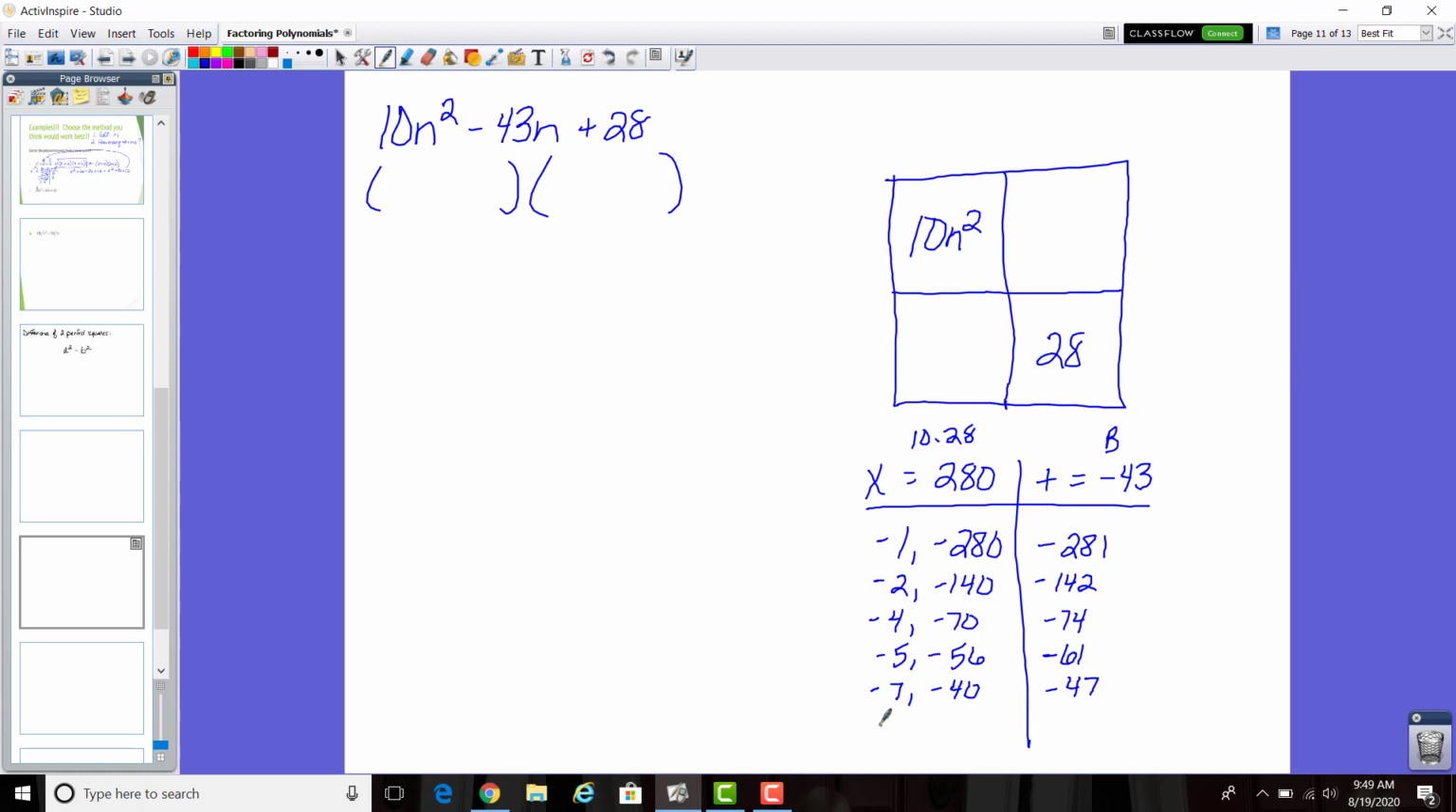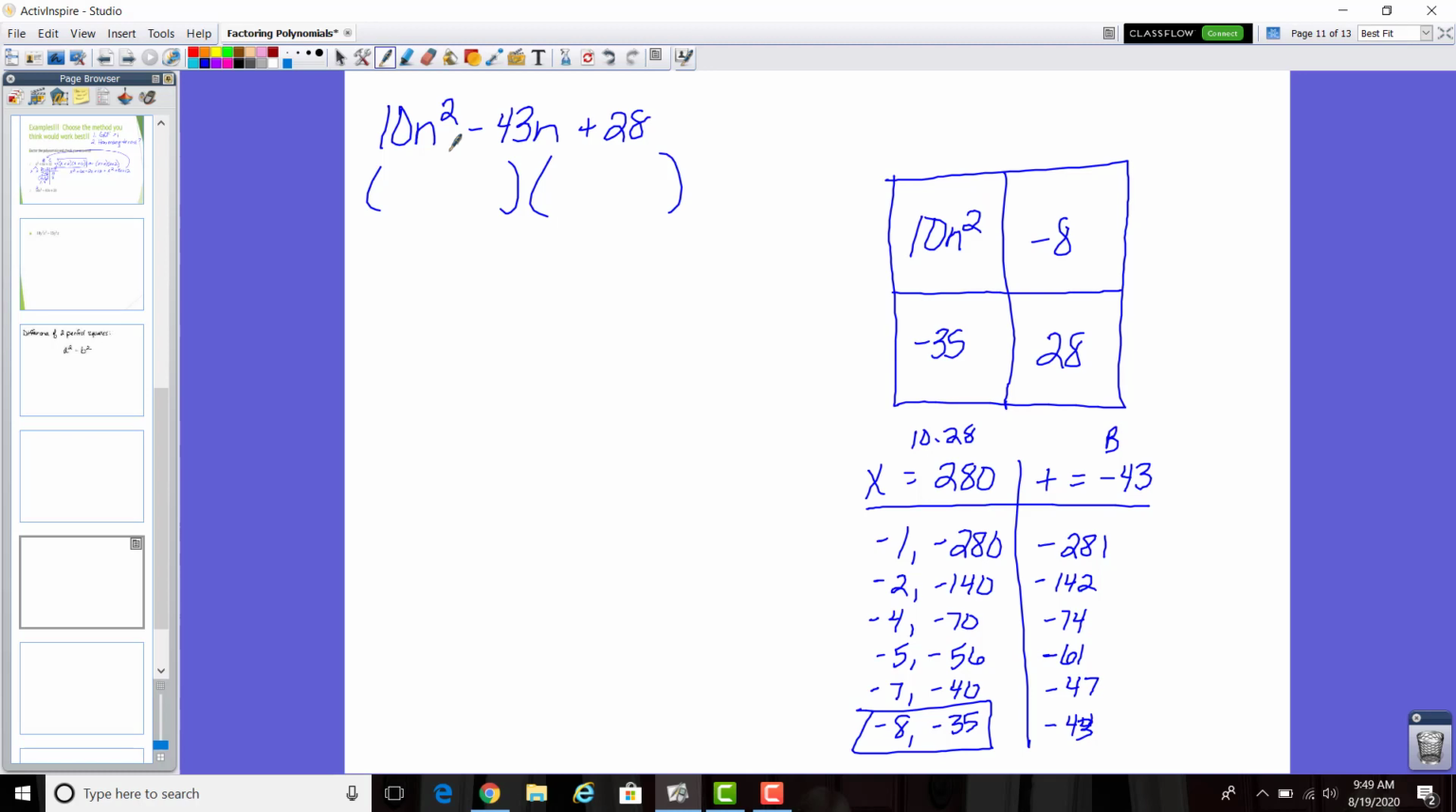I'm getting close. It does divide by 8. I get negative 8 and negative 35. That gives me a sum of negative 43. So these are the numbers that I need to complete my box. Now it doesn't matter where you put them. As long as you have the correct two factors, it will work out.